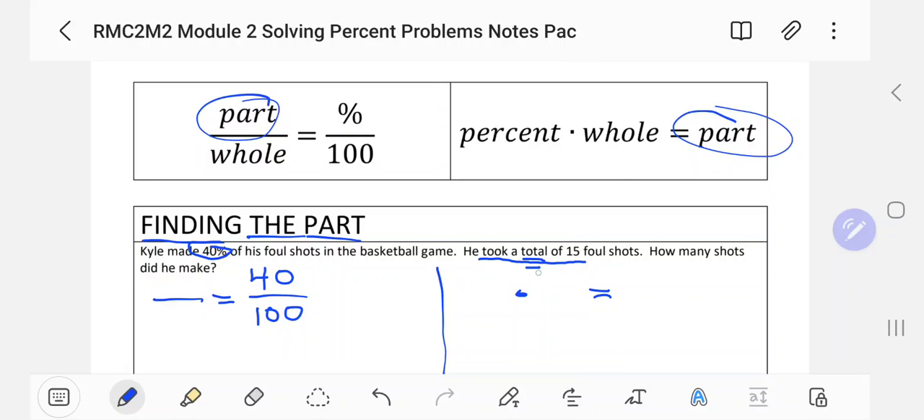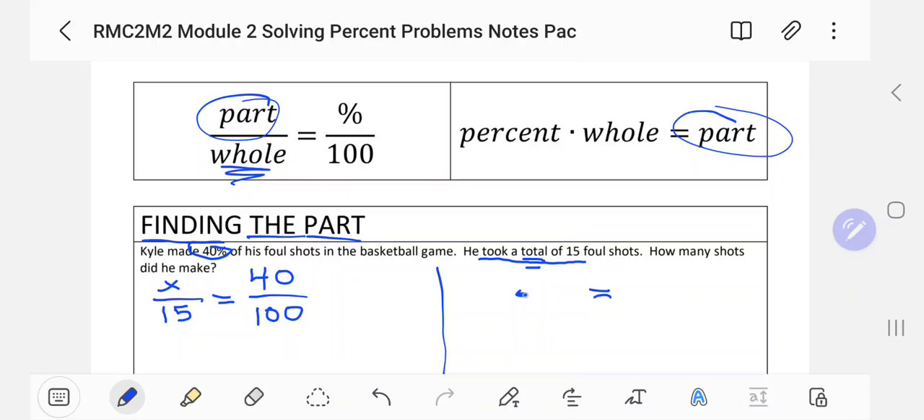And then it says he took a total of 15 shots. So I'm going to put 15 on the bottom because that's going to be my whole right there. And we're going to put X here, and that's going to be my part. All right, so that's the setup there.